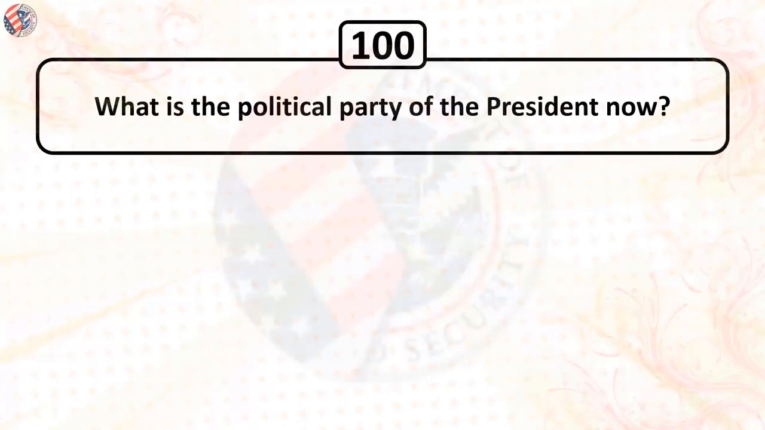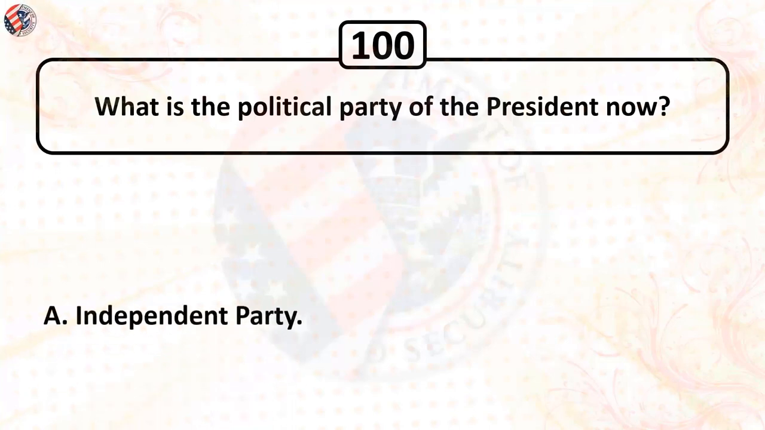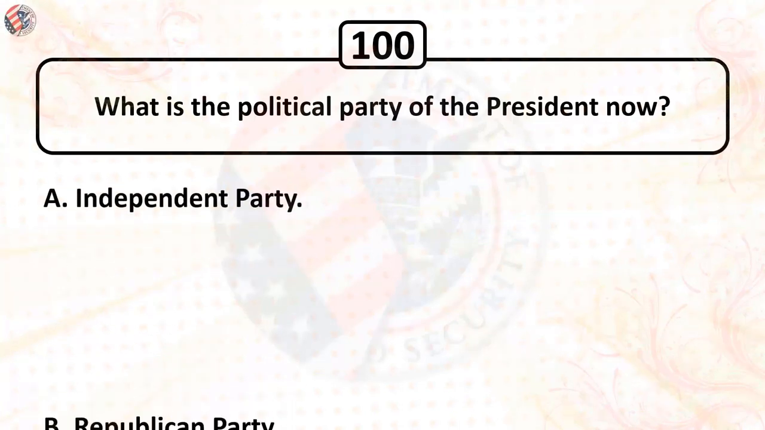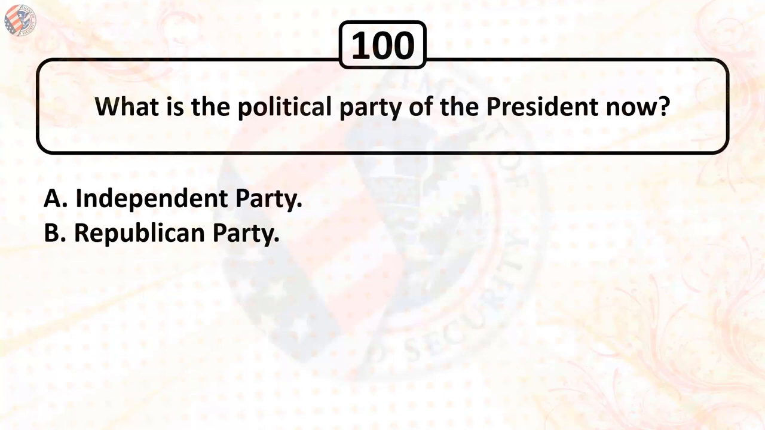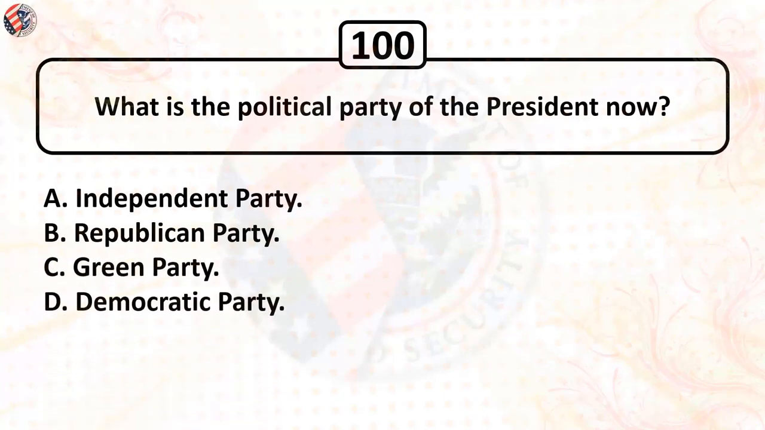What is the political party of the president now? A. Independent Party. B. Republican Party. C. Green Party. D. Democratic Party.